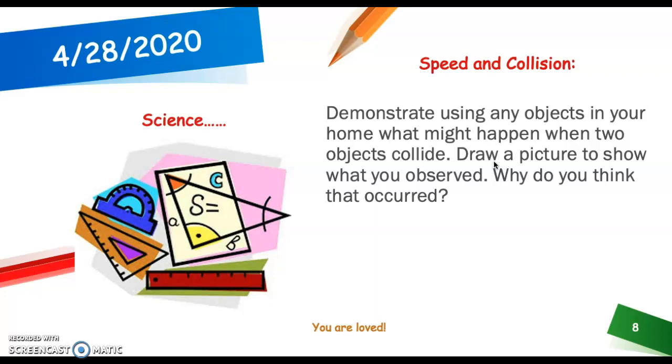So anything with your parents' permission, of course, or whoever you live with, do not just start taking stuff from around the house, okay? Get their permission. Maybe y'all can even work on it together. And I want you to see what happens when 2 things collide, okay? So think about the speed of one thing, think about the speed of the other, and what happens when they collide. Remember, collision is when 2 things are hitting each other, okay?